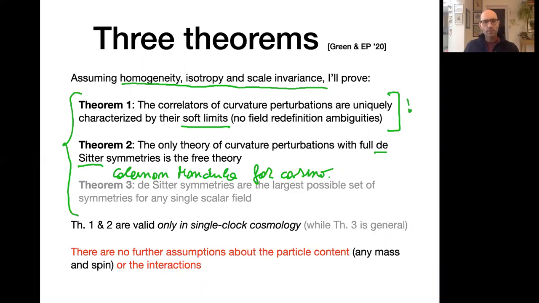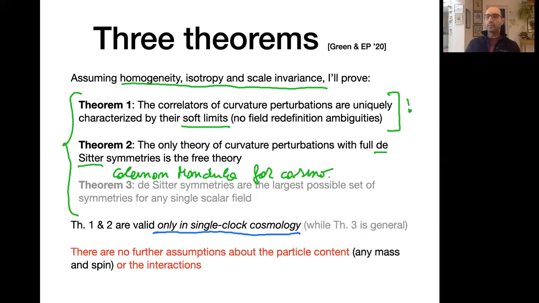No, I don't think it's related to the choice of the vacuum. No, I mean, feel free to ask again, but I think theorem one and theorem two do not rely on a choice of vacuum. What they do rely on is the assumption that we are in a single clock cosmology, meaning there is only one degree of freedom that is responsible for the universe expanding a little bit more or a little bit less.